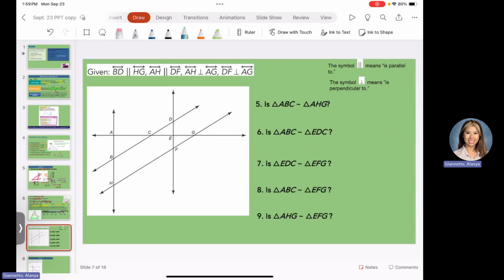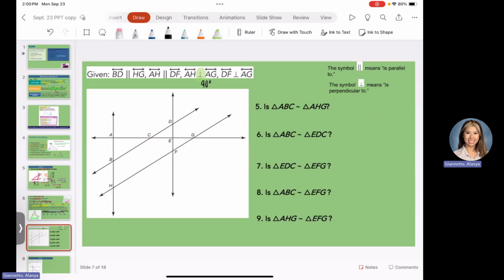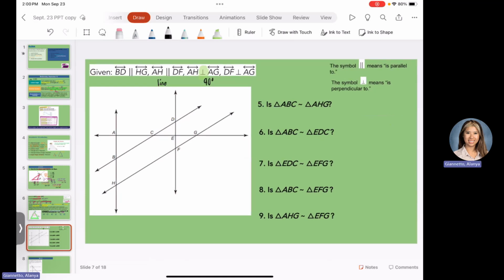Okay, so then this next problem is saying, given that line BD, so that's the sign right here, is parallel to line HG, that's the sign right here. Then it says AH, which is the sign right here, is parallel to DF, which is the sign right here. Then the symbol right here stands for perpendicular. So perpendicular means that they meet at a 90-degree angle. Okay, so 2 lines meet at 90 degrees. That's what perpendicular means.